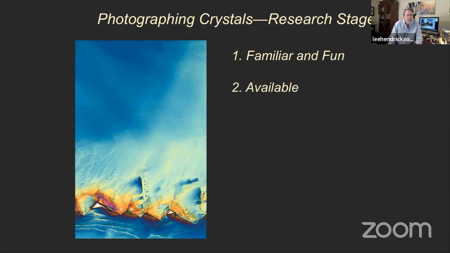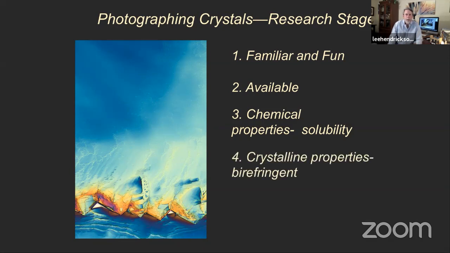The crystalline material has to be available, meaning I have to be able to buy it or purify it. For the chemical properties, it has to be soluble in some sort of solvent so I can dry it on a slide like I showed you. For the crystalline properties, it has to be able to refract light, and that's called birefringence. Not all crystals, unfortunately, are birefringent. Something like table salt, for example, is not birefringent. It forms crystals, but it will not refract light. It has to do with the shape of the crystal.